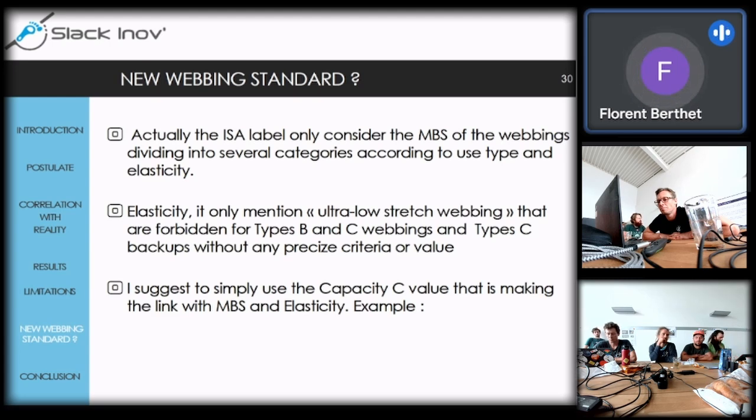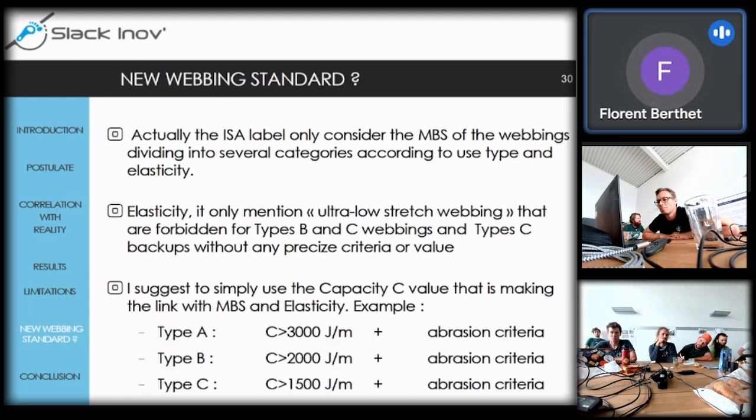In my opinion, the capacity value is much more showing the reality than only the MBS, for example, or only the elasticity. Those are 3 examples. It's totally random, but just to say that we can still have three types of webbings and determine the category A, B, or C just by the value of the C factor in joule per meter. For example, 1500 would be type C webbing, the weakest webbing, and type A webbing, the strongest webbing, would be with a C factor of 3000 or more.